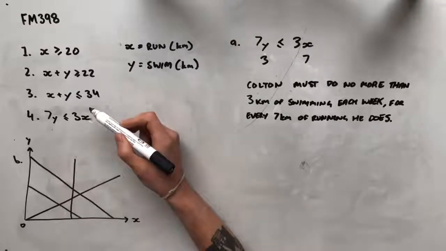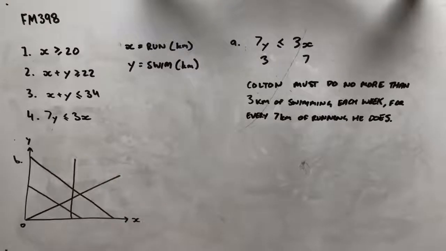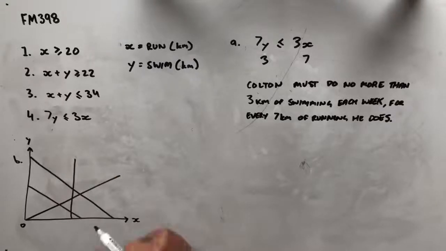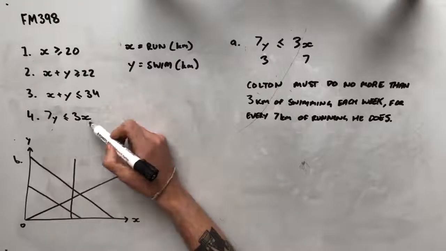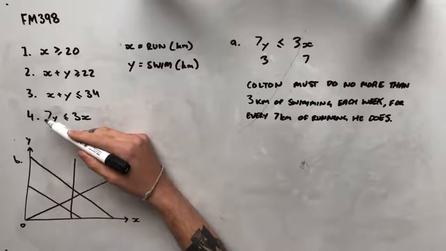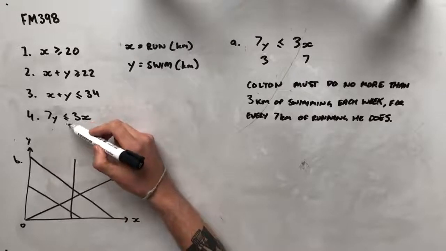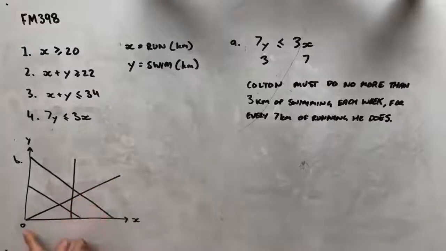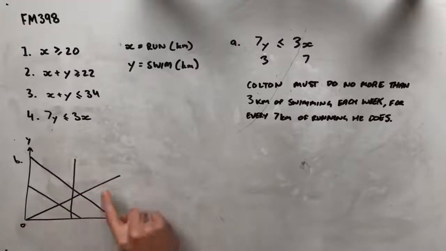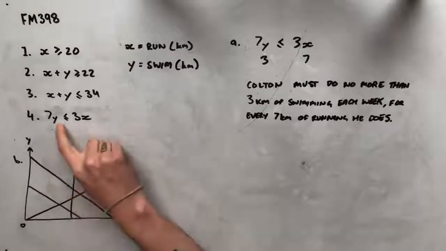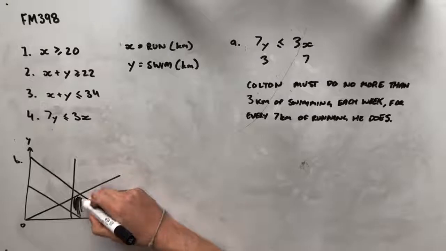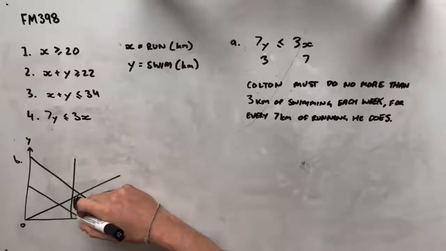So from there, we've got 7y must be less than or equal to 3x. If we divide both sides by 7, essentially what we've got is y must be less than or equal to 3 over 7 x, which tells us that that's this line here that we're describing, and we must be below it. Our y value must be less than. So this is our shaded region in there.